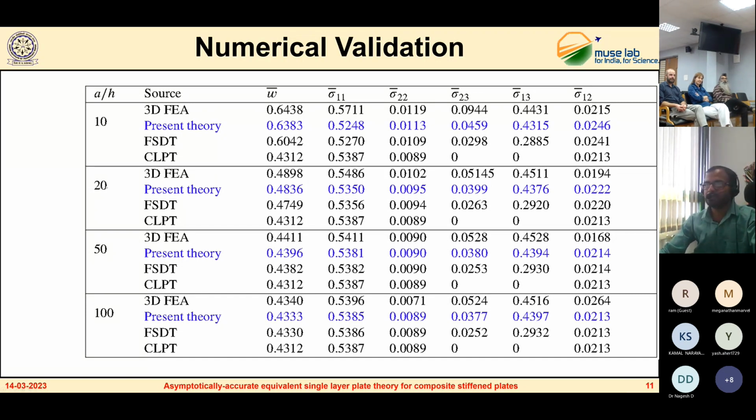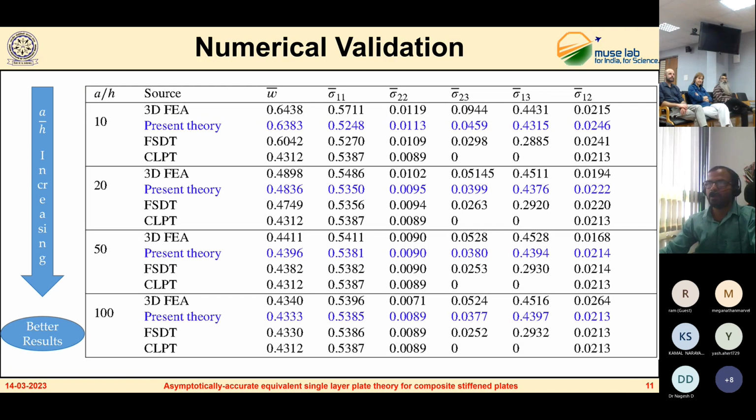Oh, so here we can see that we are getting improved results as the A over H ratio is increasing. This is because while ordering the different terms of the virtual displacement in the WAM approach, we consider the A over H ratio. That is why the results are improving when we take A over H larger.